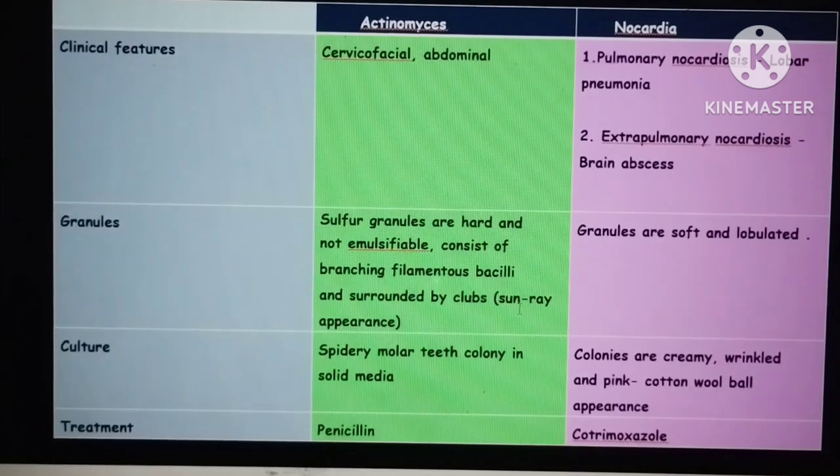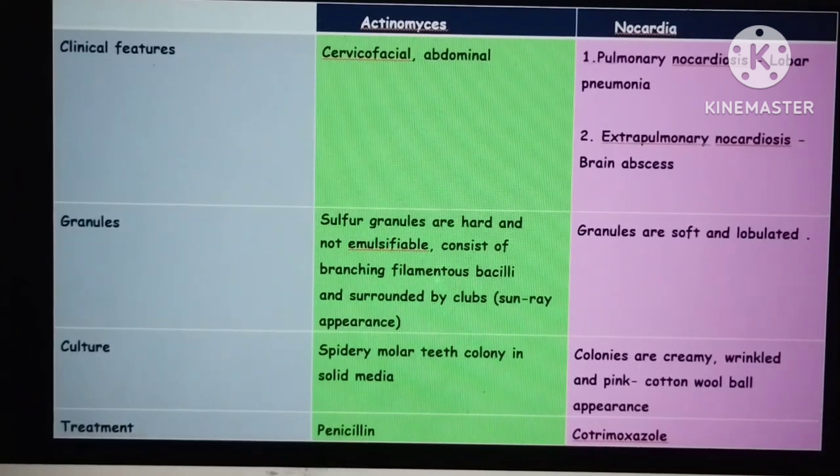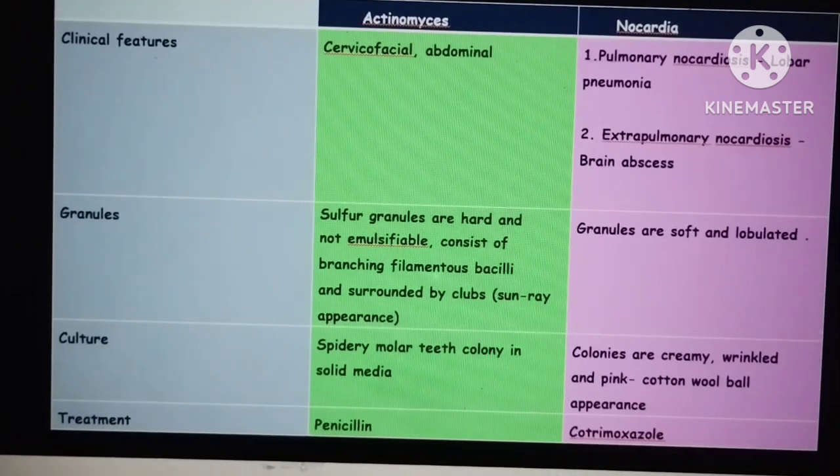Coming to culture, Actinomyces shows a spidery molar tooth colony on solid medium, whereas Nocardia colonies are creamy, wrinkled, pink, with a cotton wool ball appearance. Just remember: spidery molar tooth for Actinomyces, and cotton wool ball for Nocardia. Coming to treatment, Actinomyces is treated with penicillin, and Nocardia with cotrimoxazole.